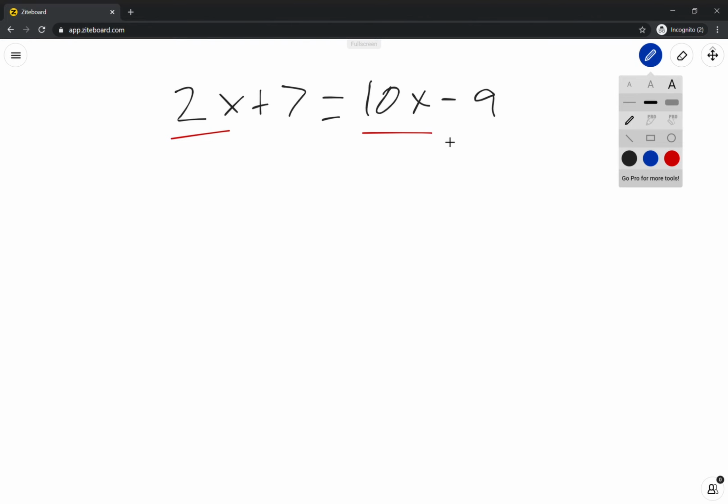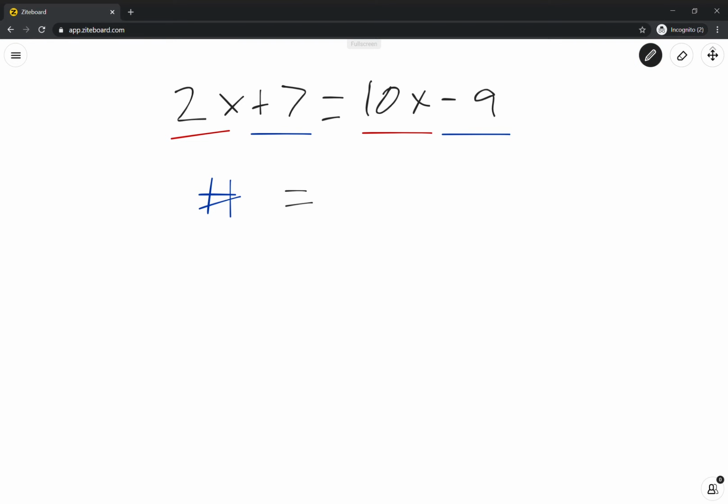So now, just like how I underlined the x terms, I'm going to underline the numerical terms, or the terms with just numbers. Now this is important because you want all of the terms with just numbers on one side of the equation, and then you want all the terms with x on the other side of the equation. Right now, as you can see, we have one term with x on the left and the right, and one term with a number on the left and the right. So as you know, we're going to want to change this.